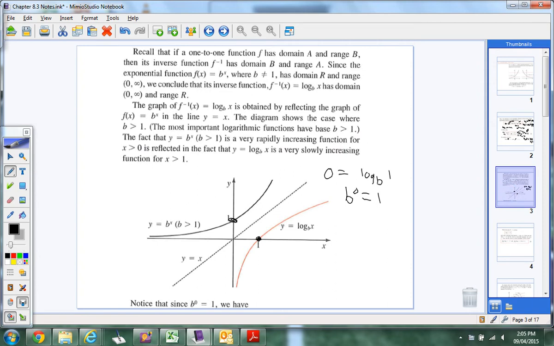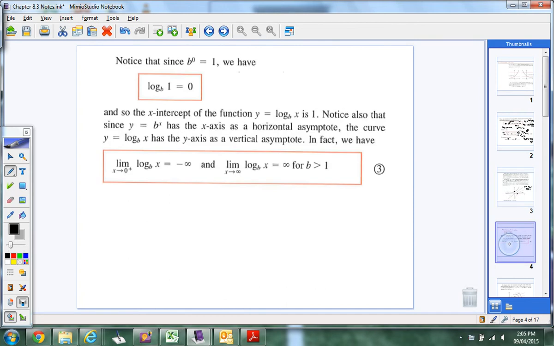Now, why did it say approaching 0 from the right and not from the left? Because we can't go past this line. We can't have negatives there. So this is at 0 because we can't be negative. We can go to infinity, and it is infinity when b is greater than 1. It's important that b is greater than 1, because that gives us the growth. If it's between 0 and 1, that's the decline. That's the 1/4, the 1/2.